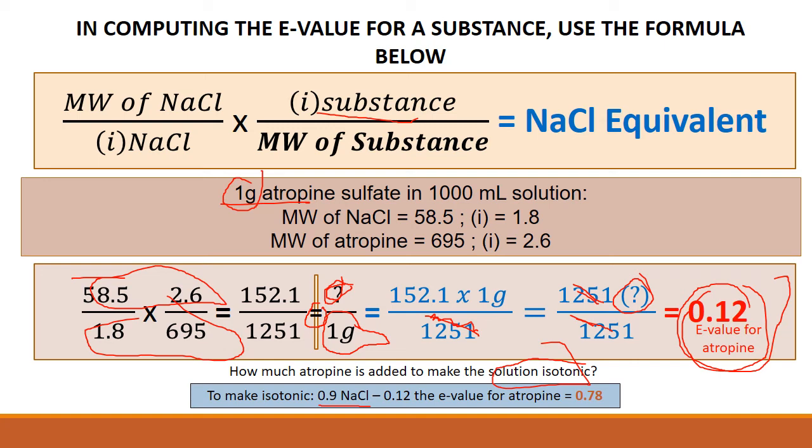So you have to subtract the E value for our atropine. Okay, so you have 0.12. The E value for our atropine is 0.78. That is the atropine that must be added to make an isotonic solution. If you are asked how much atropine is added, okay, but if it is not asked how much atropine is added, then this will be your answer. But since it asked, then your answer would be 0.78. Okay, so you have to subtract 0.9 minus 0.12.